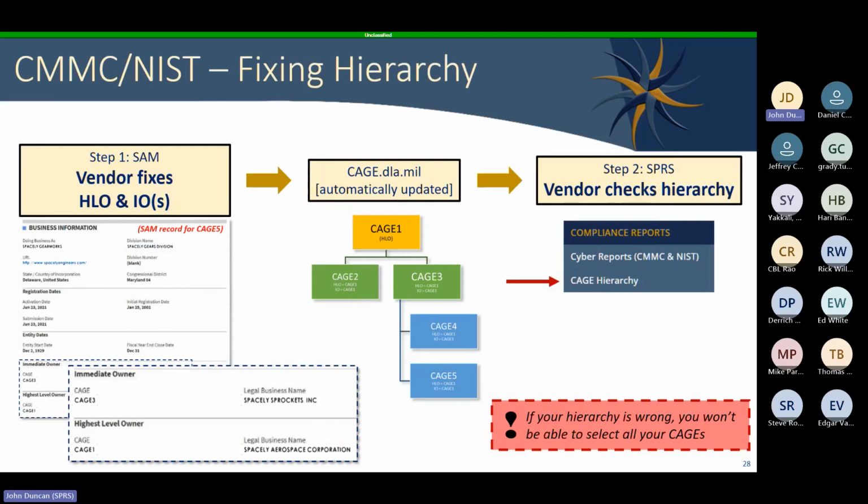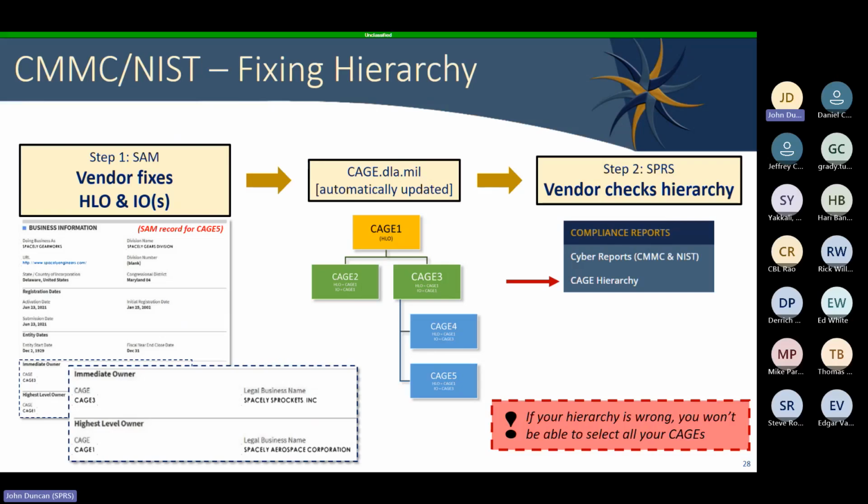So how do you fix this? You go in, you're trying to enter your cages when you're doing your assessment, and you're missing a cage. That means that one of the chains in this hierarchy is broken. Normally it's one of the IOs, or it doesn't have the correct HLO or any HLO. So how do you fix this? Well, you go to SAM. And the vendor's going to go in and make sure the HLO and IO information is correct.